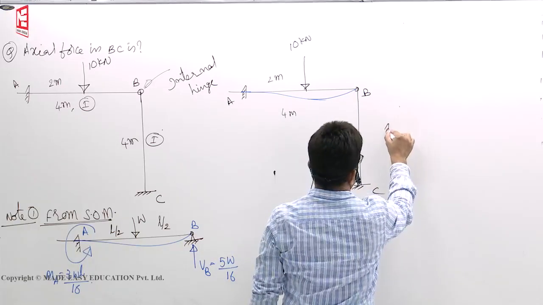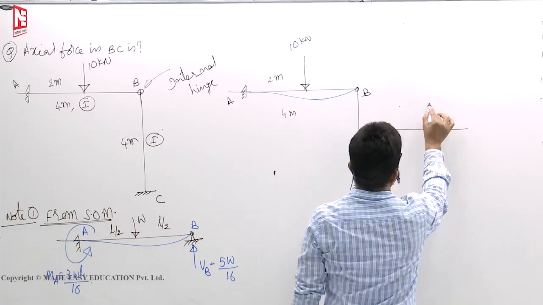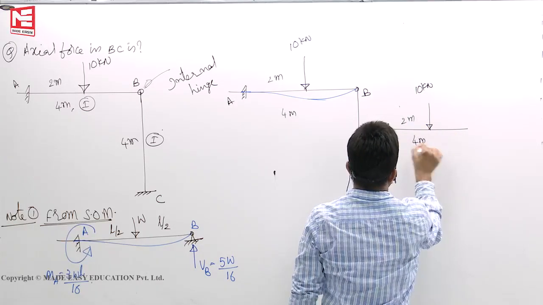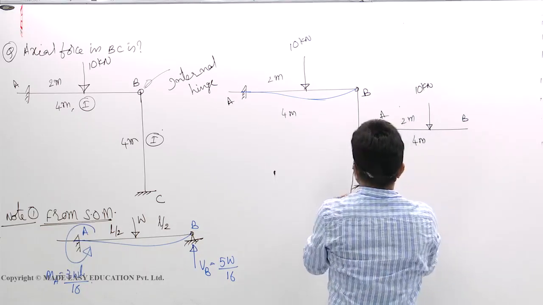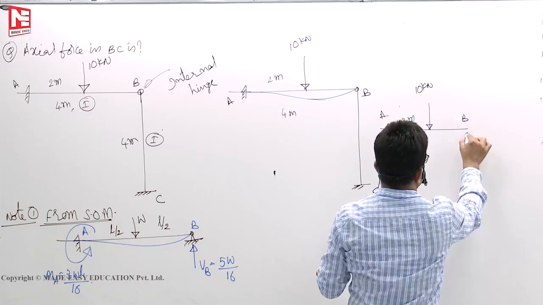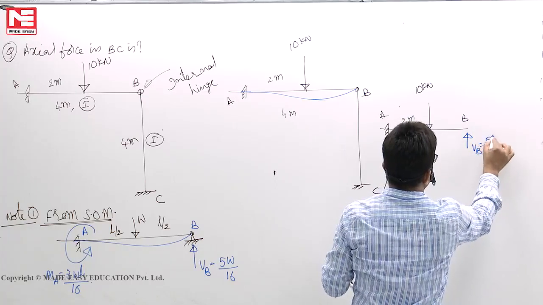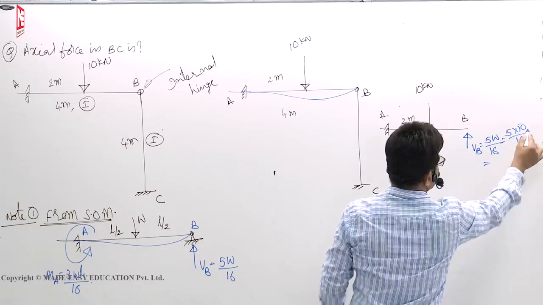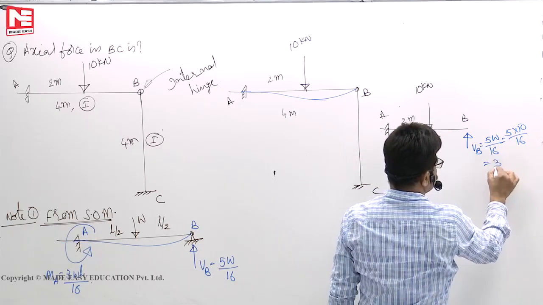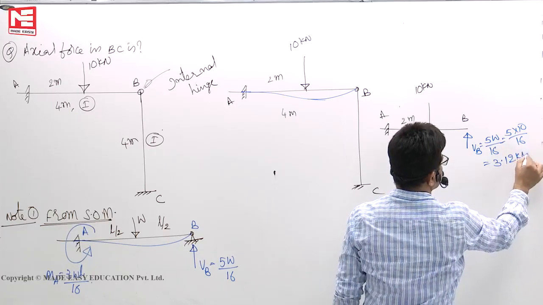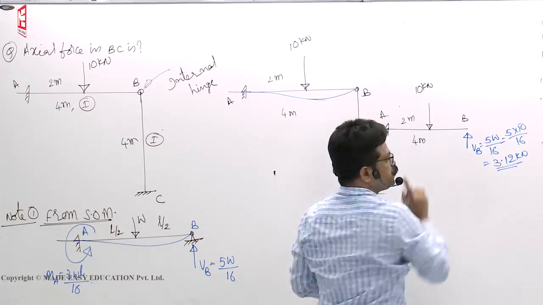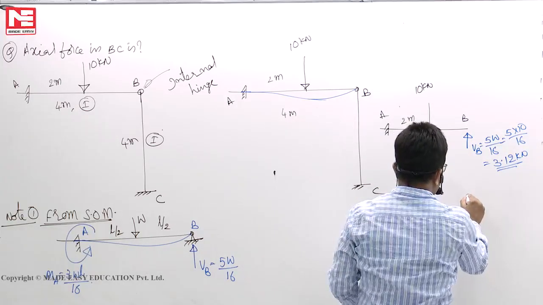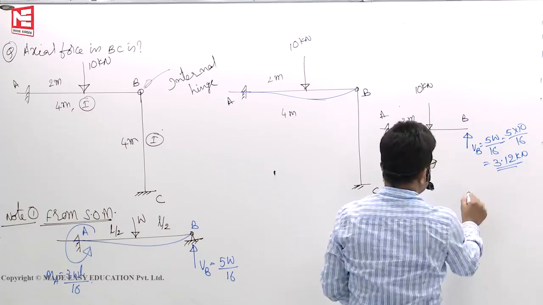I'll show here. First member, this is the load here, 10 kilonewton, 2 meters, 4 meters, this point A, B. Now we know how much reaction should be there here. VB is equal to 5W by 16, 5 into 10 by 16. So 50 by 16 means 3.12. Now VB is the force exerted by the column on the member AB. Now if I draw free body diagram of AB, this is how it looks.